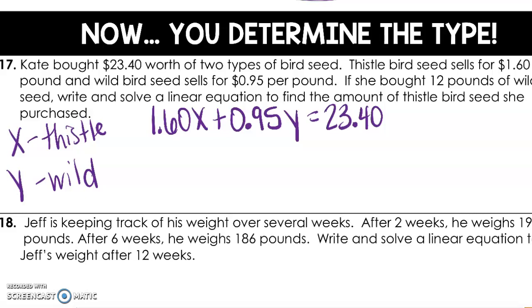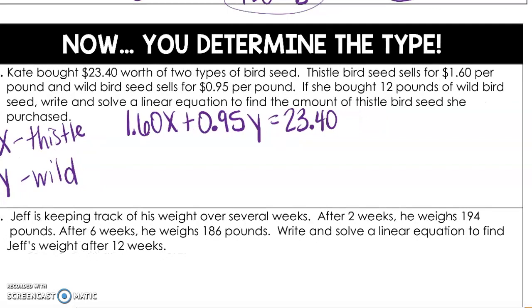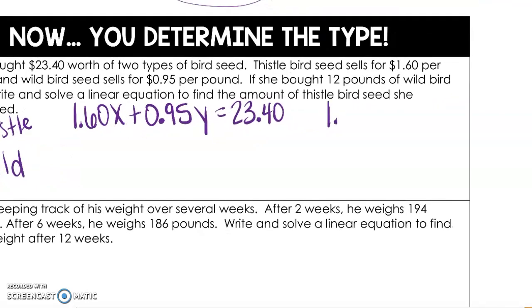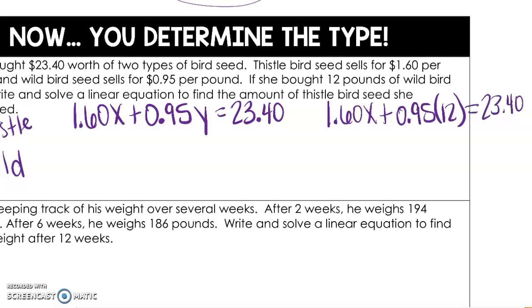Even if you can't do the equation, you should hopefully be able to answer the question: if she bought 12 pounds of wild bird seed, how much thistle bird seed did she buy? Our wild bird seed is Y, so you're going to plug 12 in for Y. Many of you can do this without writing the whole equation, which is totally fine. But if you want to do it step by step, this is what it would look like. We're plugging 12 in for the Y. When I multiply 95 cents times 12, I get $11.40. So she spent $11.40 on the wild bird seed.